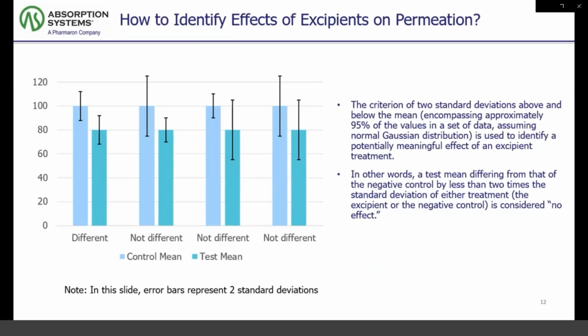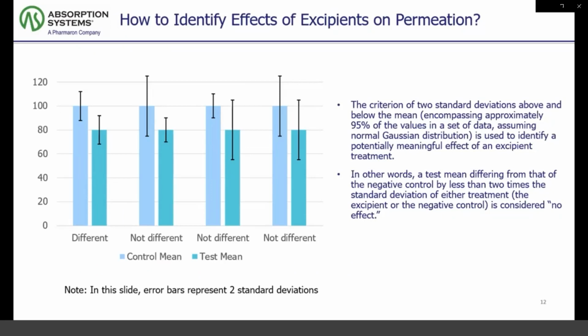So this question was actually pretty challenging. How to identify effects of excipients on permeation? So we used the criterion of 2 standard deviations above and below the mean, which encompasses about 95% of the values in a set of data, to identify potential meaningful effects of excipient treatments.